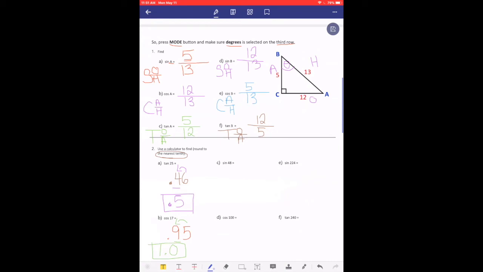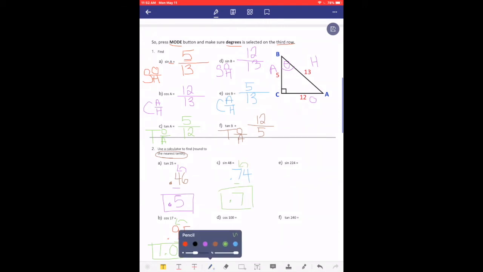C, sine of 48. I want you to hit sine in your calculator, type in 48, hit enter. You'll get 0.74. Look at that tenths place. The number that's behind it is a 4, which means that we stay the same. Remember, 5 and above, round up. Below 5, we stay the same.